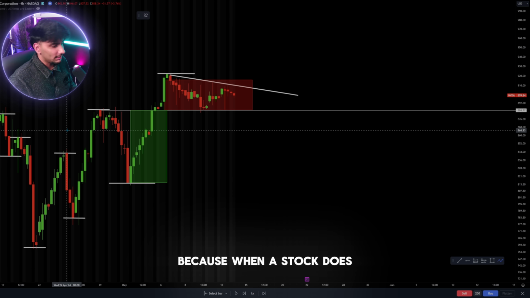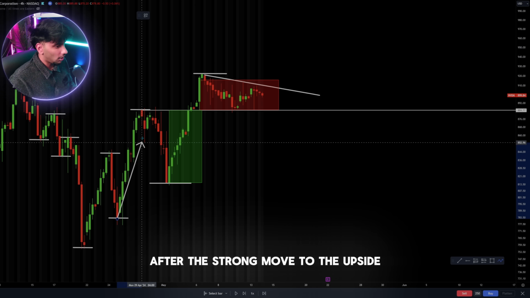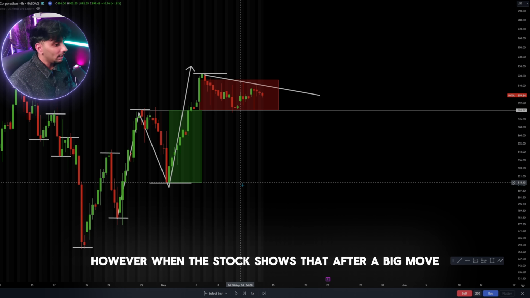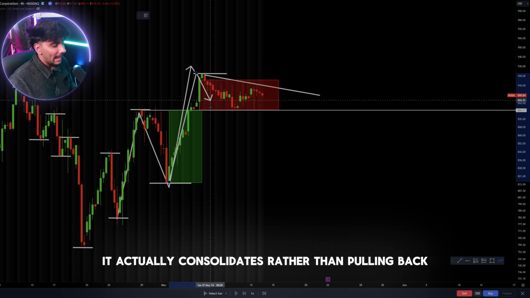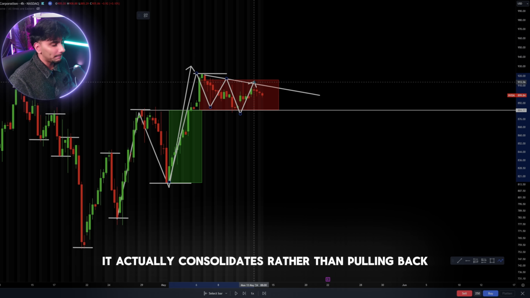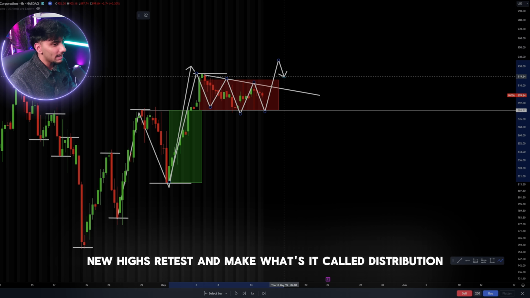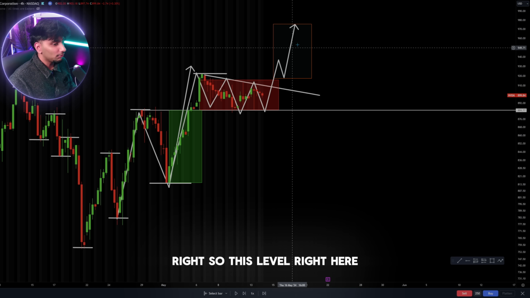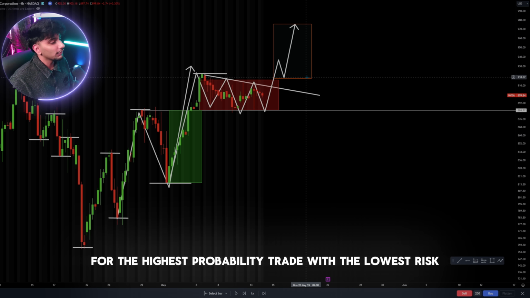Because when a stock does move, as you guys can see, it does need a pullback, right? After the strong move to the upside, the stock needed a pullback for another move to the upside. However, when the stock shows that after a big move like we did right here, it actually consolidates rather than pulling back, it shows that this stock is much more likely to push new highs, retest, and make, what's it called? Distribution, right? So this level right here, or this area, would be that distribution, and this is where we want to enter in on for the highest probability trade with the lowest risk.